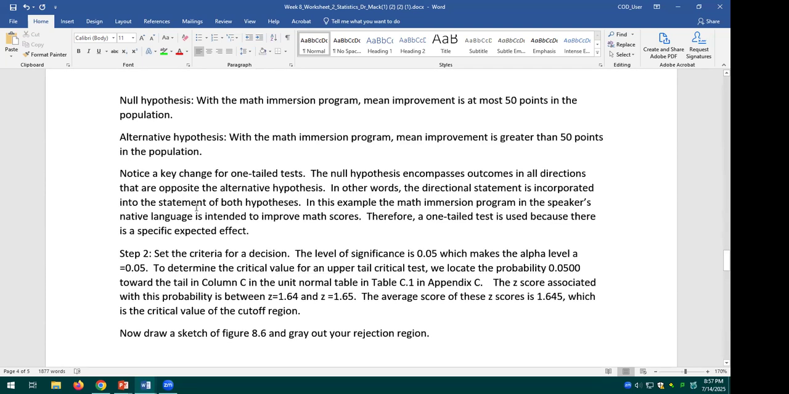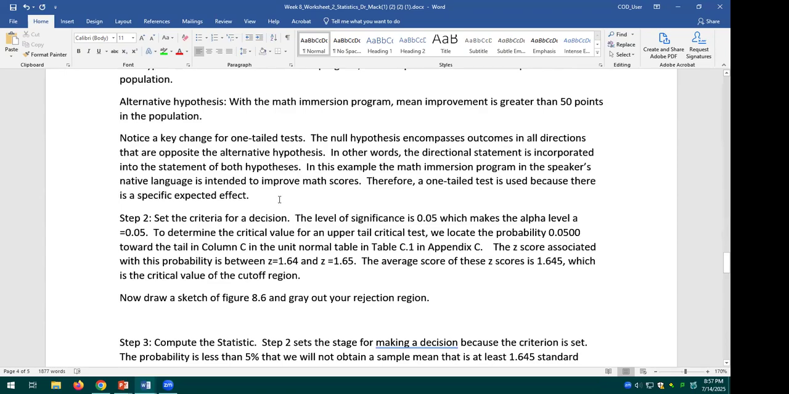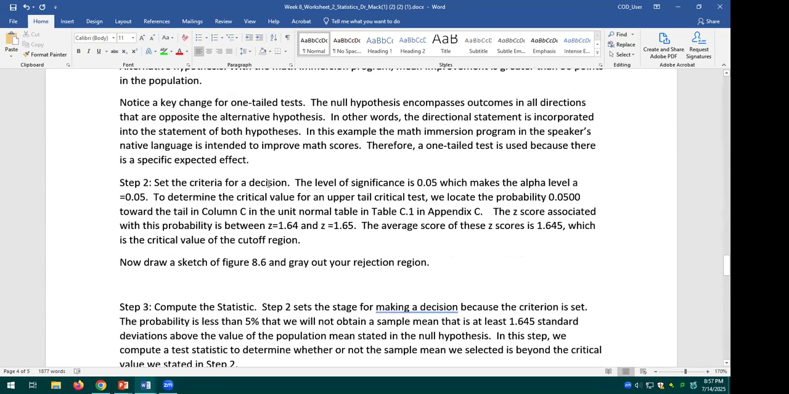So notice a key change. The null hypothesis encompasses outcomes in all directions that are opposite to the alternative hypothesis. In other words, the directional statement is incorporated into the statement of both hypotheses. In this example, the math immersion program in the speaker's native language is intended to improve math scores. Therefore, a one-tailed test is used because it is a specific expected effect.